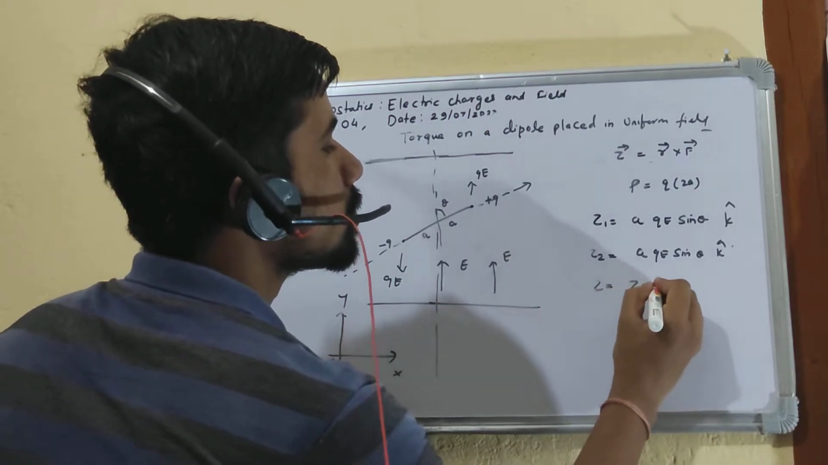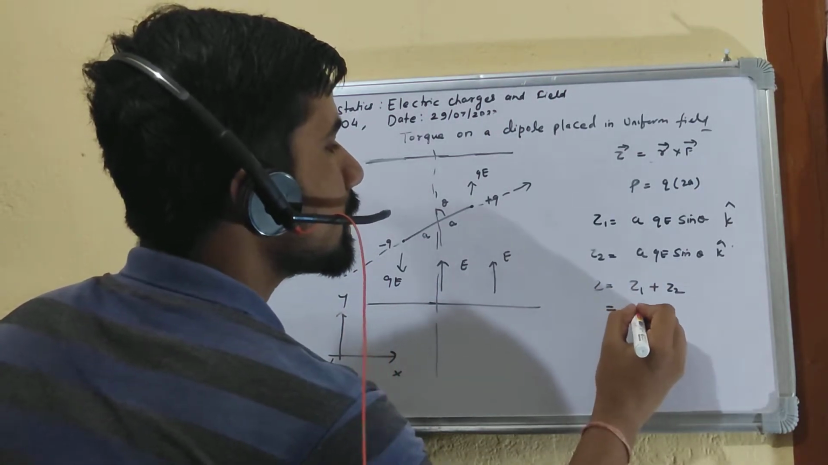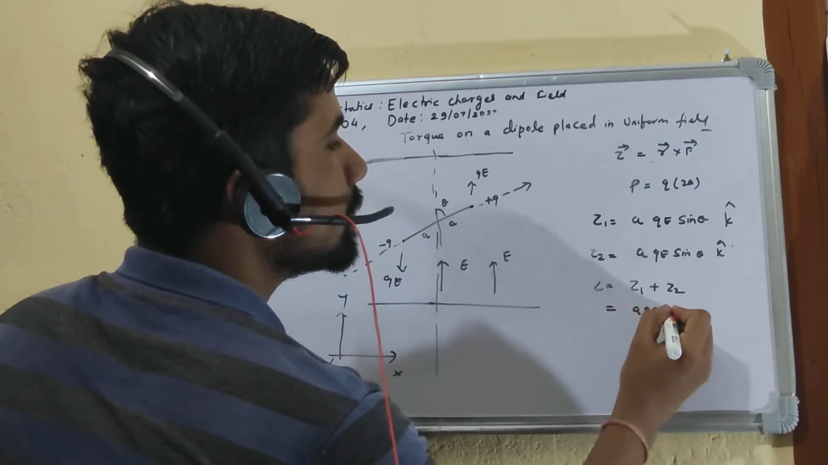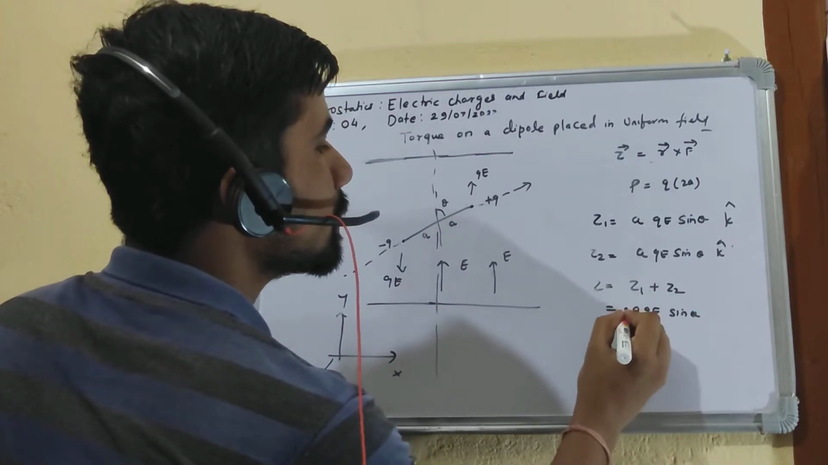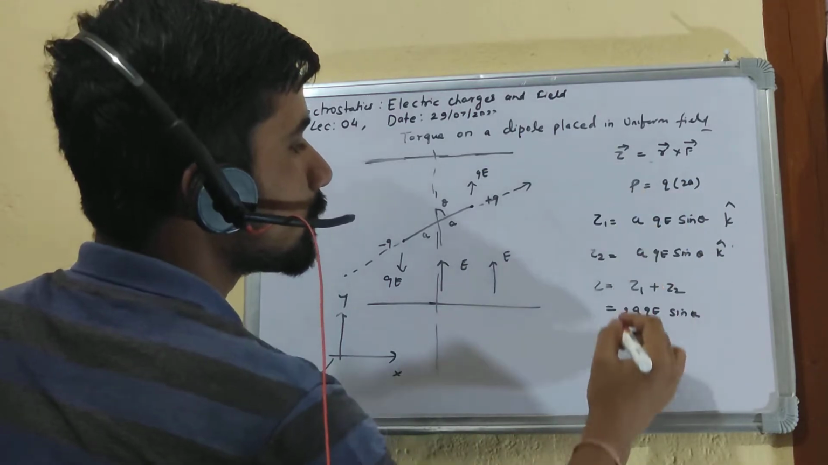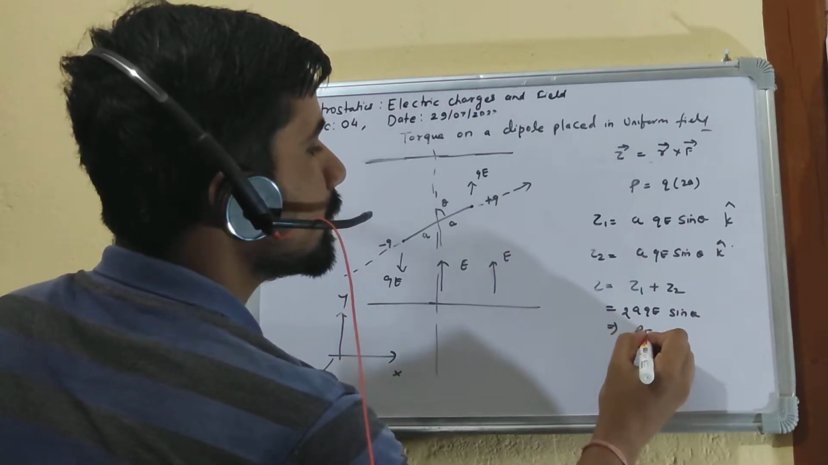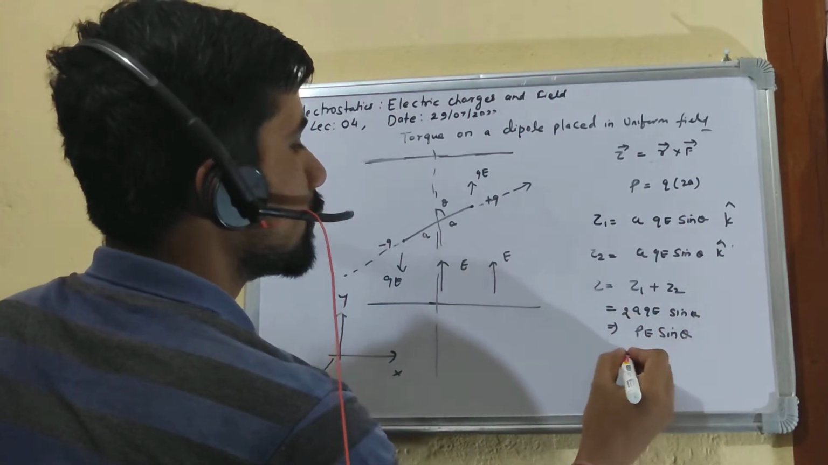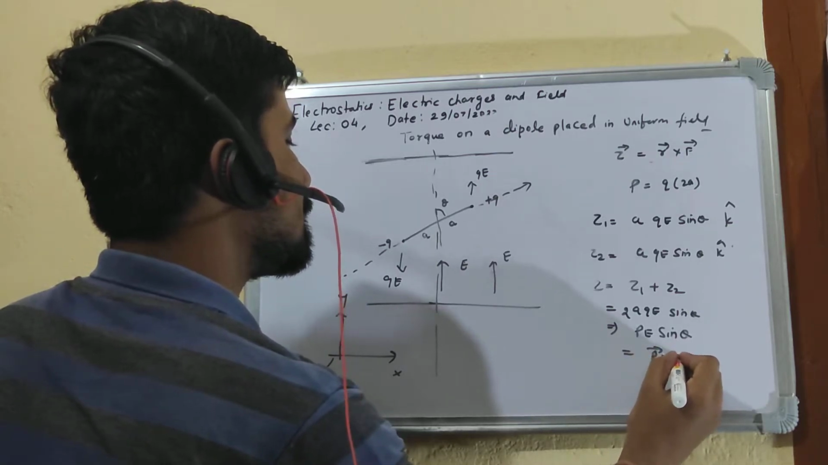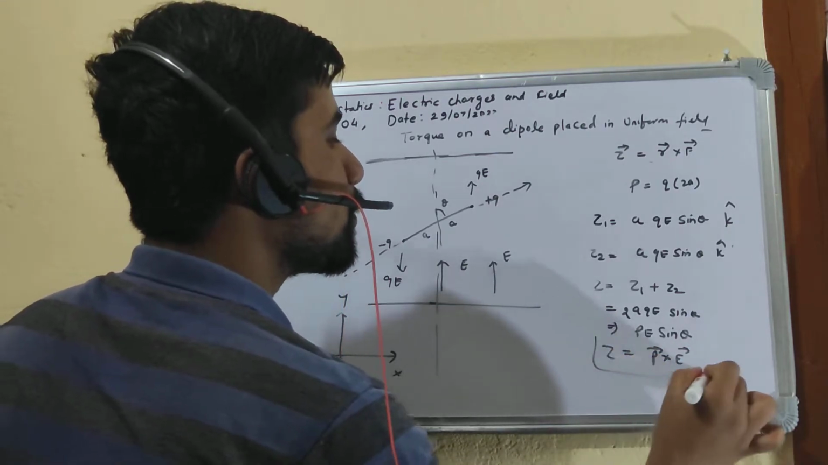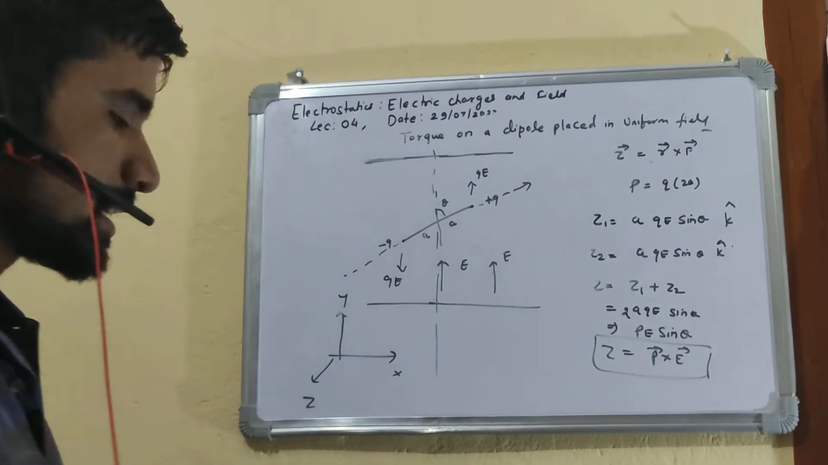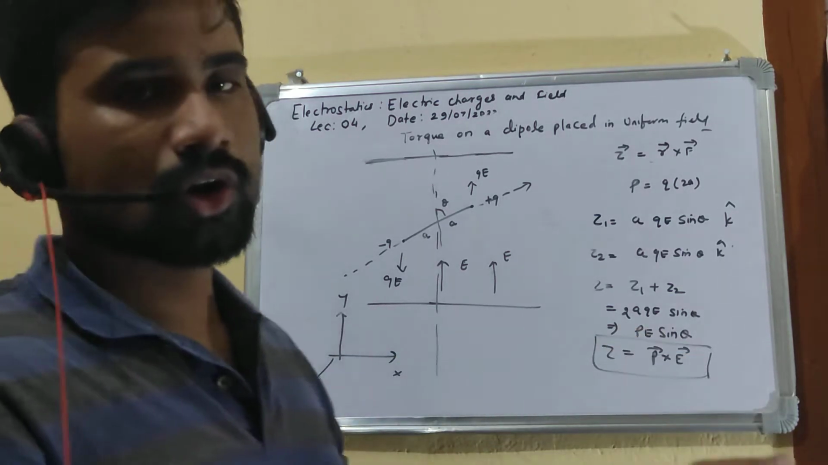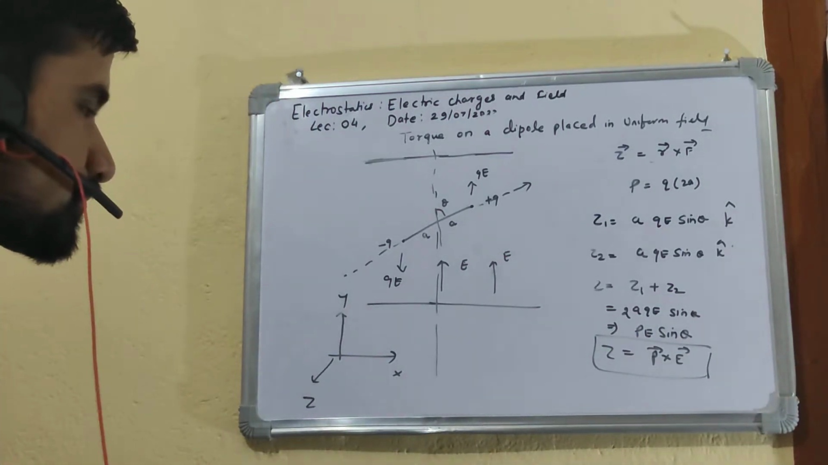So the net torque will be what? Tau 1 plus tau 2, which is A Q E sine theta, 2 times. And if I write it in terms of P, which was PE sine theta, it is P cross E. So the torque on a dipole placed in a uniform electric field is given by P cross E.